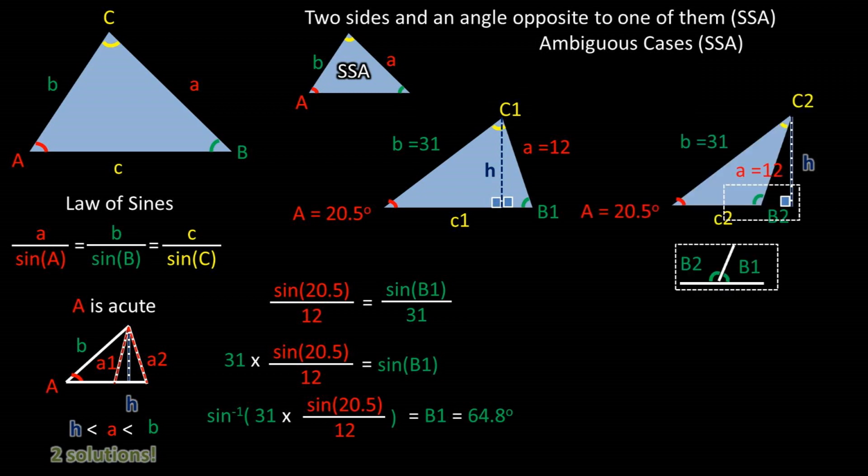Now for the second variation, we notice that it is really the first triangle with the right triangle to the right of the height line in the first example removed from it. So B1 angle and B2 angle make up a straight line, like this. This means we can take the straight line angle of 180 degrees minus B1 to get B2 angle, which in this case is 115.2 degrees.